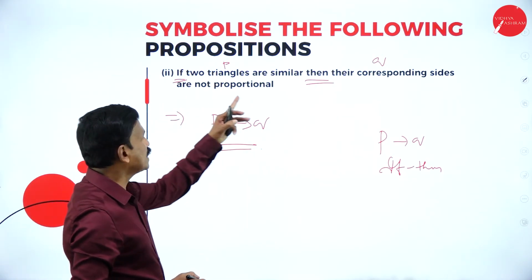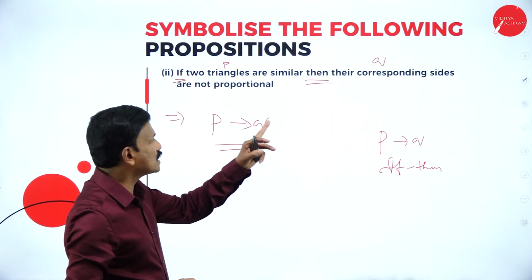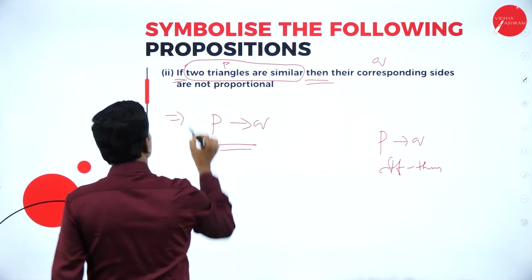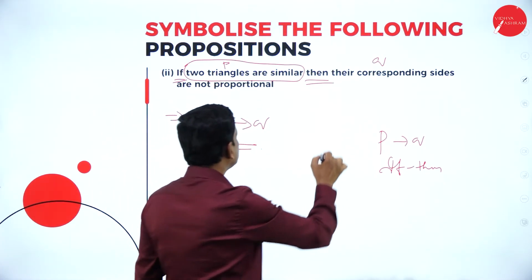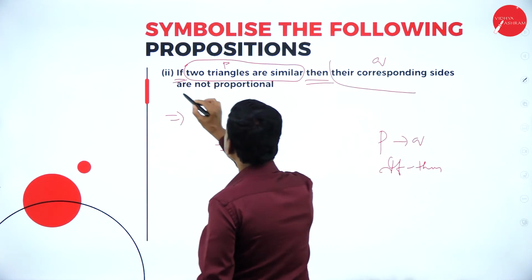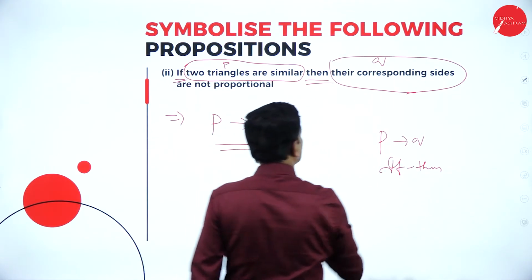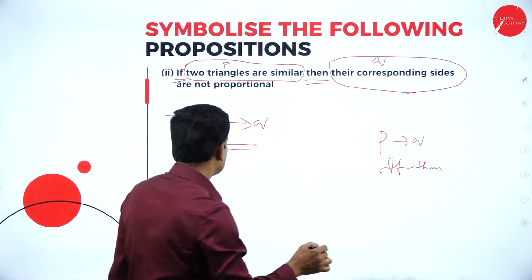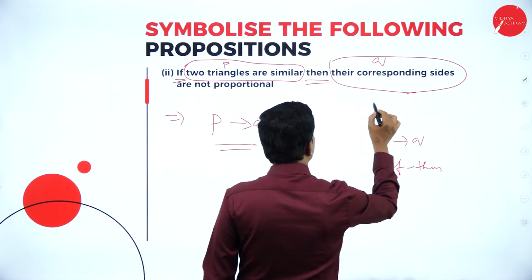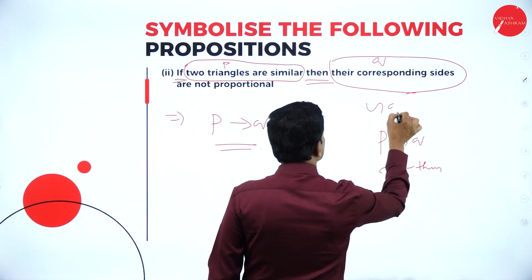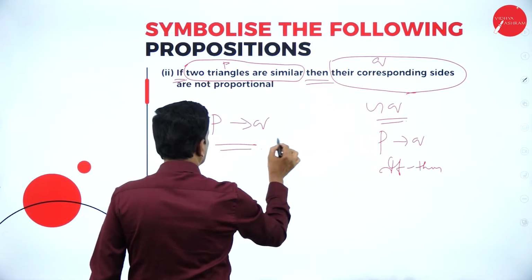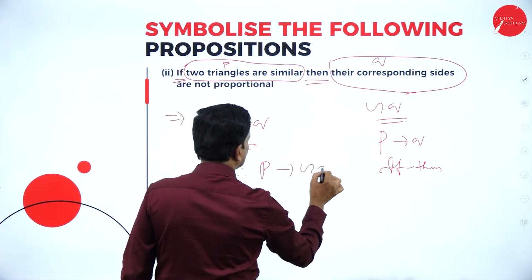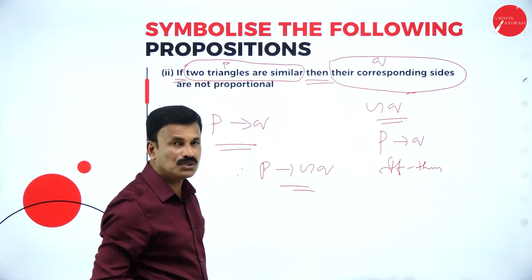What is P? Two triangles are similar. What is Q? Their corresponding sides are proportional. So P means nothing but two triangles are similar. What is Q? This part: their corresponding sides are not proportional. Since it is not proportional, we are going to write negation of Q. So the answer for this is: the given statement is P conditional to negation Q.